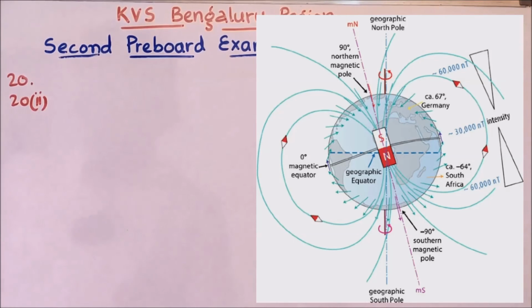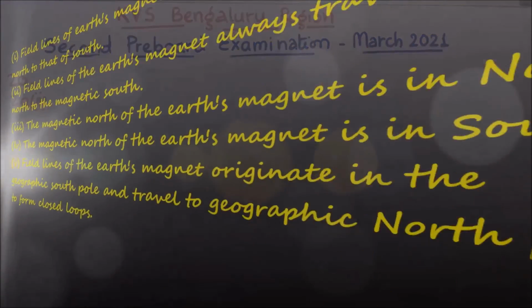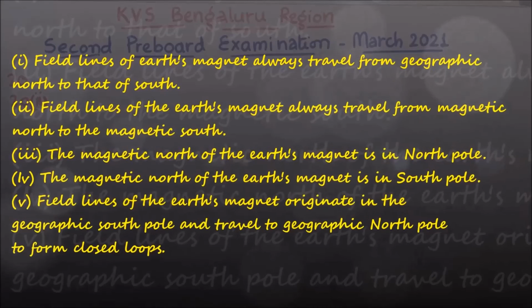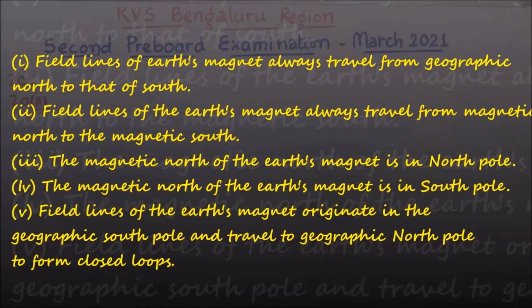Now which of the following statements are correct? Statement 1. Field lines of the Earth's magnet always travel from geographic north to that of south. Geographic north to geographic south? No. The magnetic poles are aligned: south pole at the geographic north and the north pole at geographic south. So field lines will travel from north pole of the magnet to south pole of the magnet. Or in geographic terms, it is from geographic south pole to geographic north pole. So statement 1 is wrong and statements 2, 4 and 5 are correct. See there, it explains those things, right?